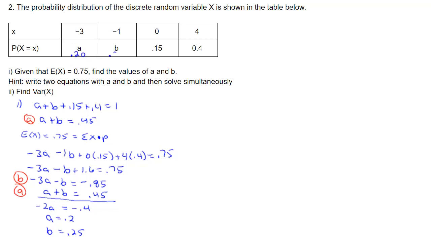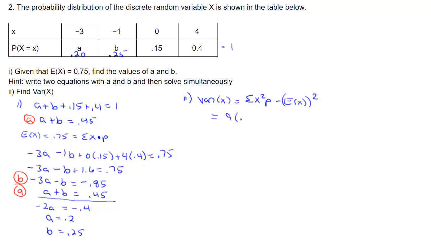Well, now I've got the probabilities that I was missing, and they want me to find the variance of x. And so all I've got to do is use the formula, which is going to be the sum of the x squares times their p's minus the expected value squared. And I already know the expected value, so all I've got to do is square these.